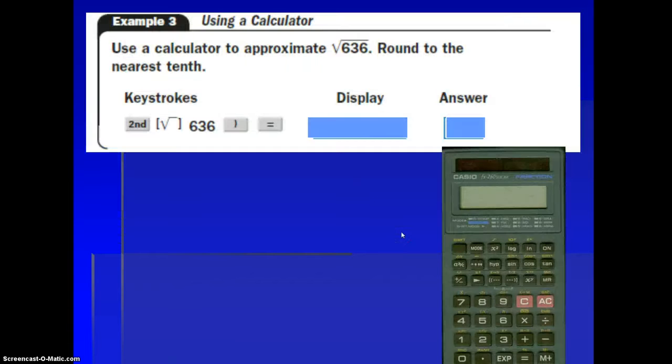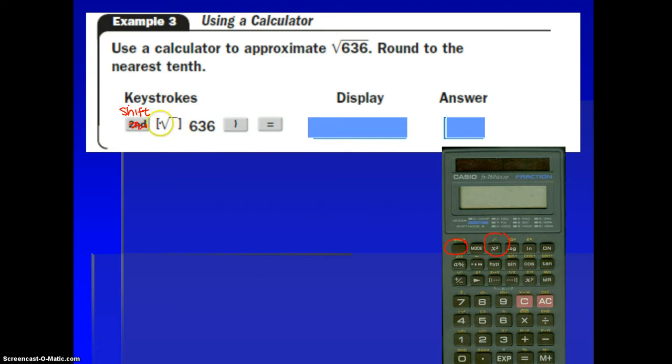For example 3, there is a way to use a calculator to find the square root, so I'm going to show you how to do that now, now that you have an understanding of what a square root is. Our calculator is a little bit different, so I'm going to show you what our calculator does. You have to hit the shift button, that's basically your second button. Then you hit the square root. Right above the x squared is the square root button. It's this yellow square root button.